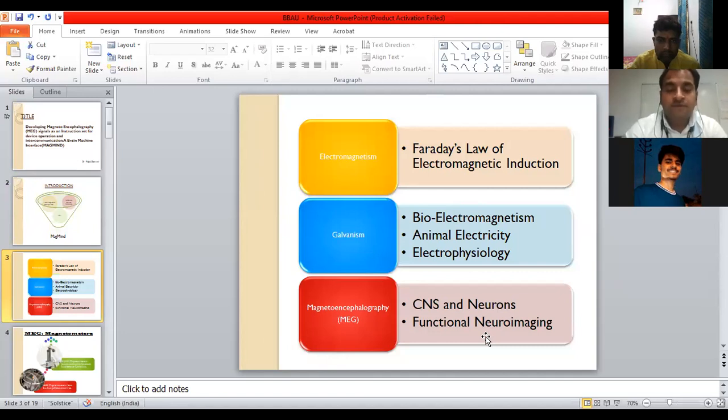Magnetoencephalography is made up of three words basically. First is magneto, second is encephalo, and third is graphy. Again, it explains the same thing. Graphy means the study of graph.